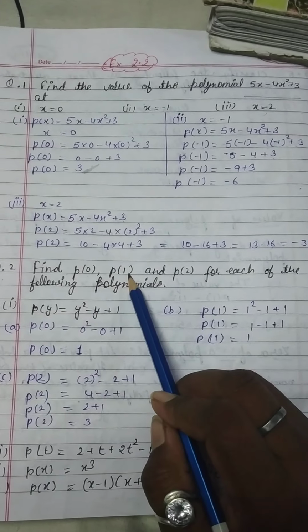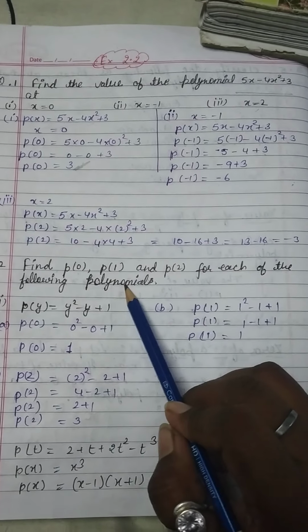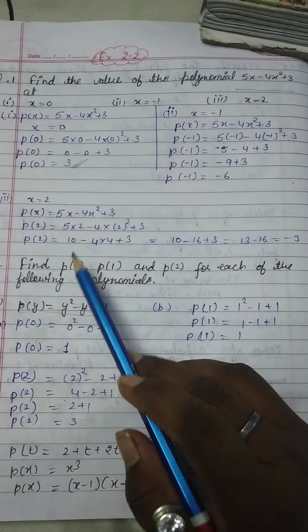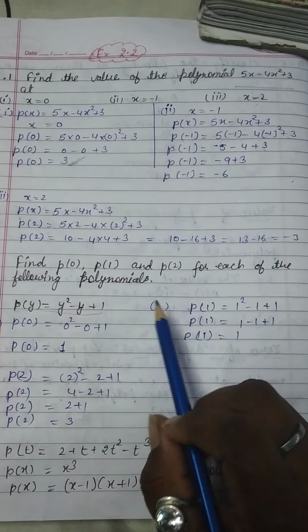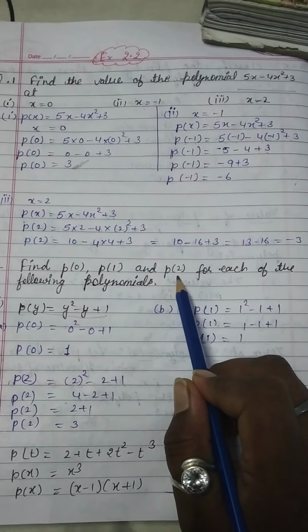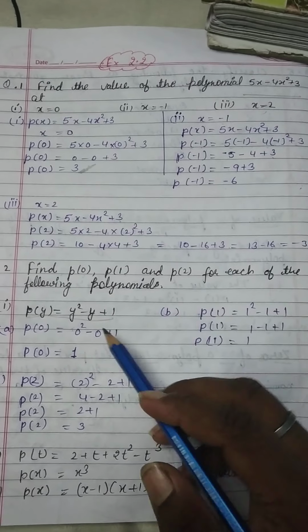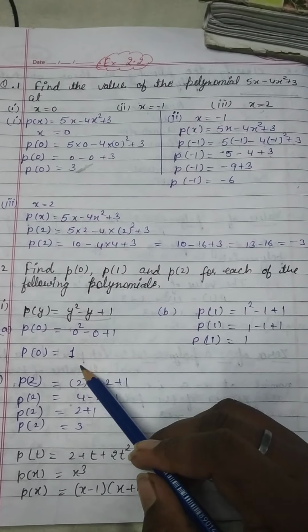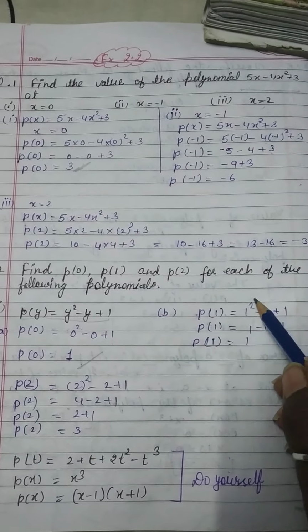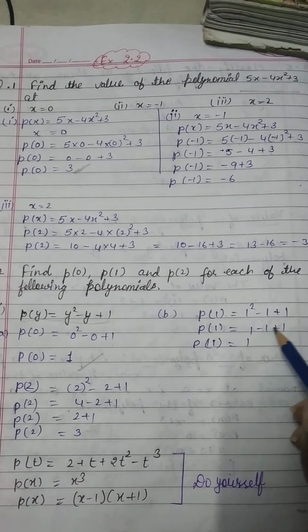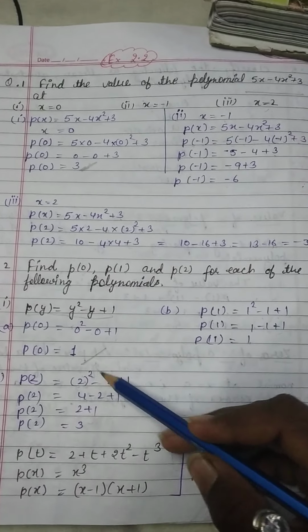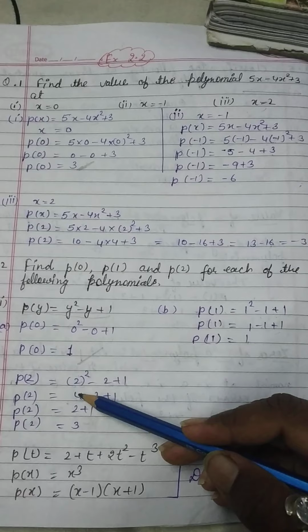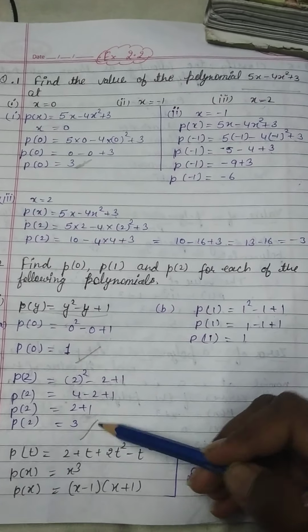Find p(0), p(1), p(2) for each of the following polynomials. It means this is a given polynomial and we have to find p(0), that is putting x equal to 0, p(1), that is putting x equal to 1, and p(2), putting x equal to 2. Okay, so first p(0): 0 square plus 0 plus 1, it means only 1. p(1): 1 square minus 1 plus 1, 1 minus 1, only 1. p(2): 2 square, 4 minus 2 plus 1. Okay, 4 minus 2 is 2, plus 1, it is 3.